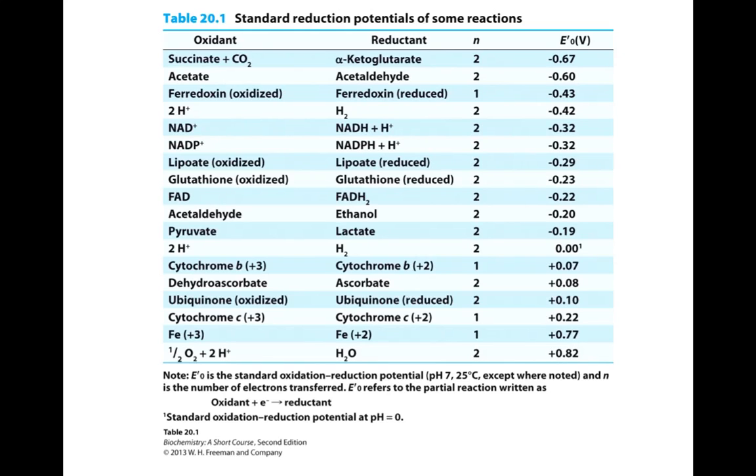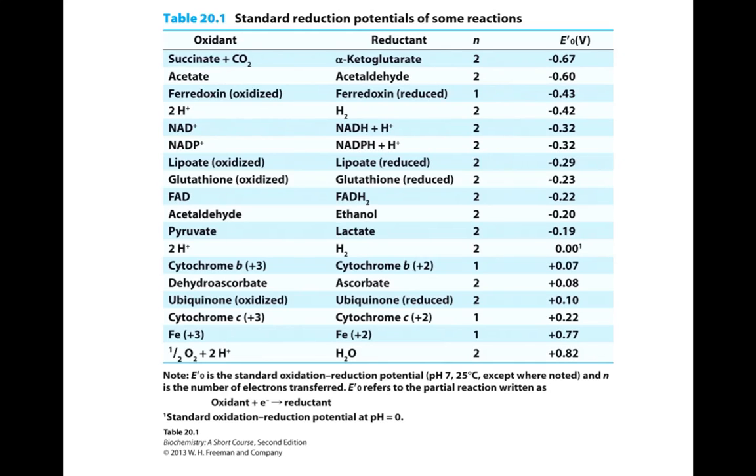Whenever we reverse that reaction, we also reverse the sign, so it's no longer negative 0.32, it's going to be positive 0.32. Because we've coupled these reactions together, we just add them together to get our value of 1.14 volts. So that's our example of our half reactions.